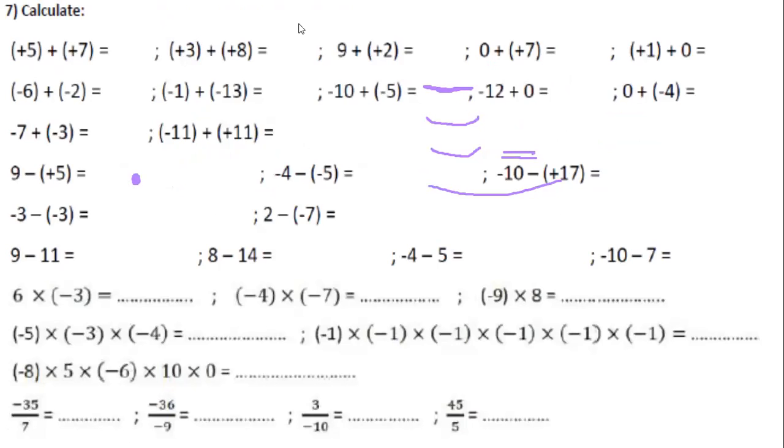Now we move to exercise number 7. Exercise number 7 is calculating addition, subtraction, multiplication, and division of signed numbers. Of course, here we have rules. Let me remind you of the rules. I will open the whiteboard. If we are talking about addition of signed numbers, we have rules. So we will be having two signed numbers, and in between we will be having a plus.